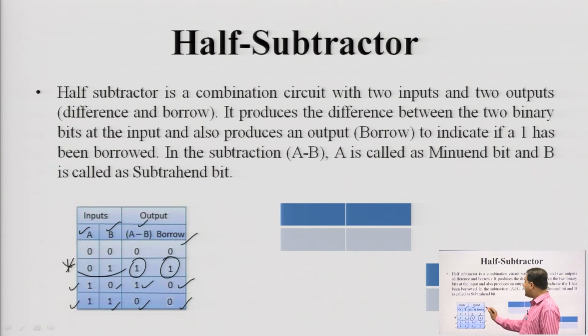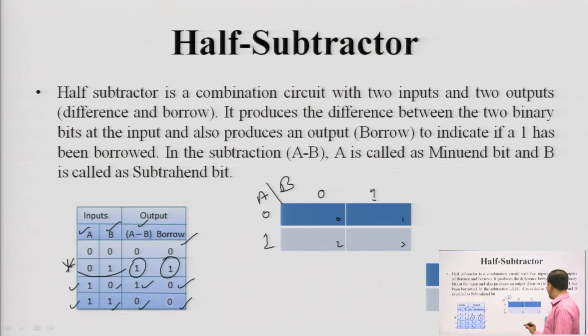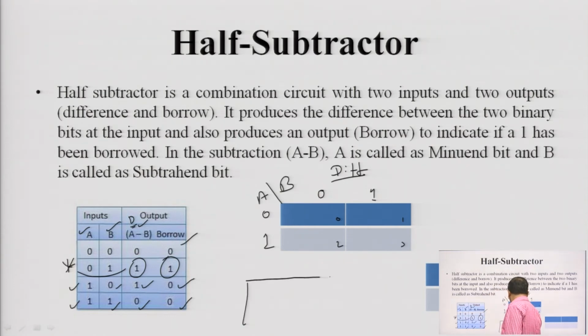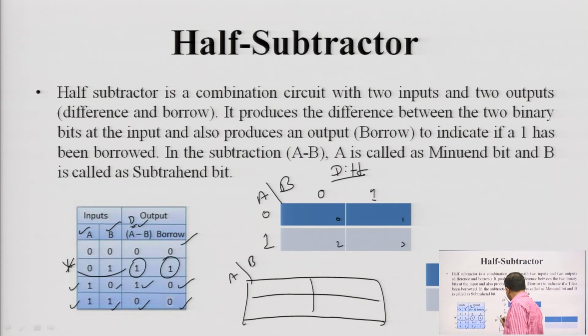Now, this truth table we will transform into a K map and solve the minimization problem. Here there are 2 variables A and B. The numbering format is 0 1 2 and 3. This is the K map for difference D, and for borrow we again have one K map. This is A and B, 0 1, and the numbering format is 0 1 2 and 3.